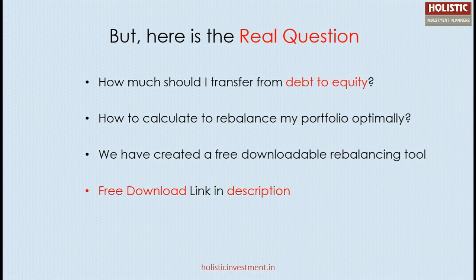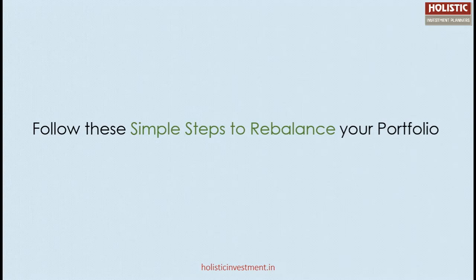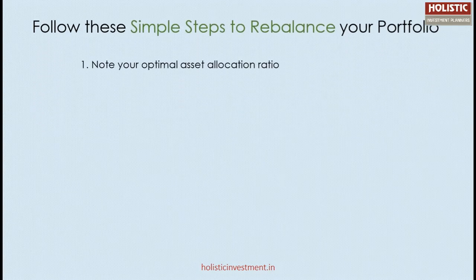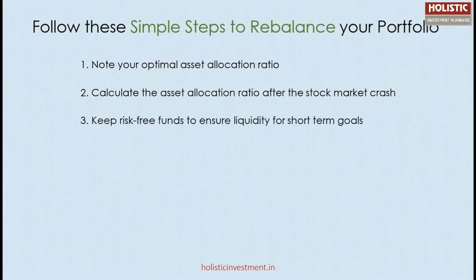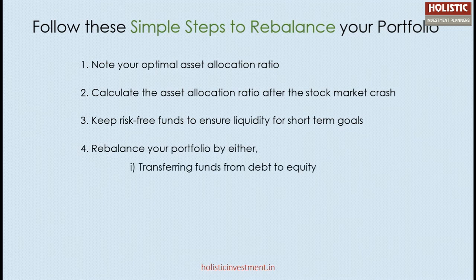And finally, all you have to do is follow these simple steps to rebalance your portfolio. First, note your optimal asset allocation ratio before the stock market crash. Second, calculate the asset allocation ratio after the coronavirus stock market crash. Third, keep enough risk-free funds to ensure liquidity for your short-term goals and emergency needs. Fourth, rebalance your portfolio by either transferring your funds from debt investments to your equity investments, or you can channel all your new investments to only equity investments.